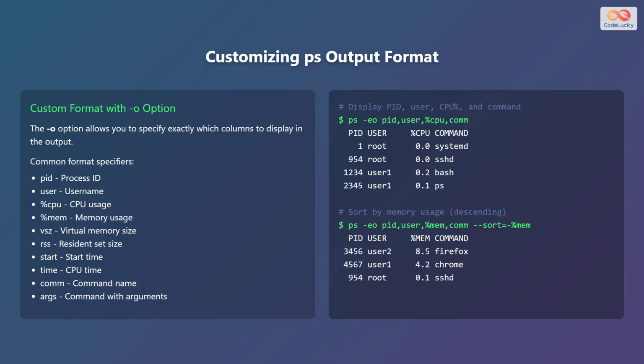For example, to display the PID, user, CPU usage and command, use the command ps -o pid,user,%cpu,comm. The output shows these columns for each process. To sort the output by memory usage in descending order, use the command ps -o pid,user,%mem,comm --sort=-%mem.